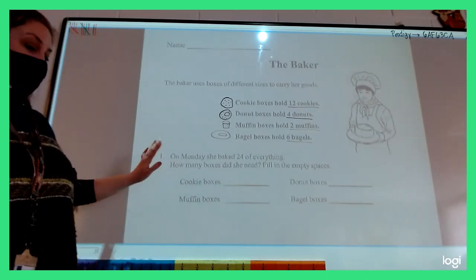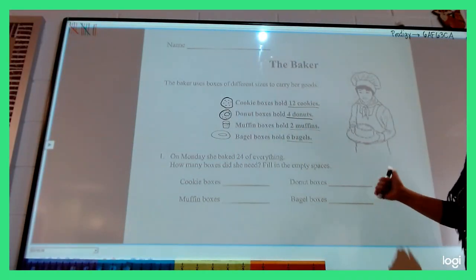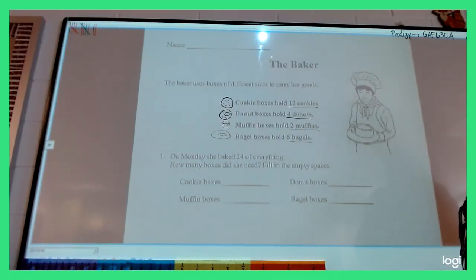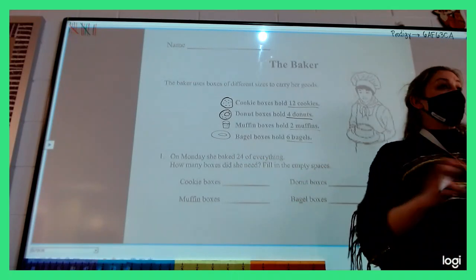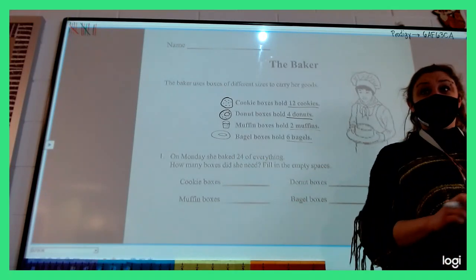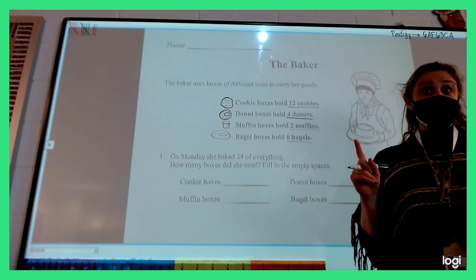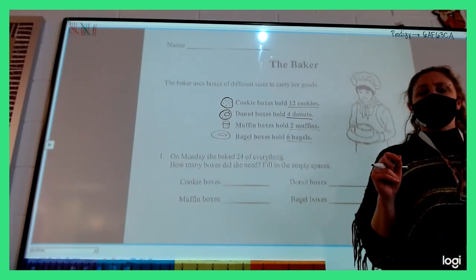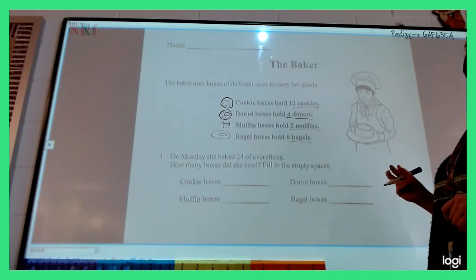So now on Monday, she made 24 of every single thing. It's our job to figure out how many boxes she needs for each good, okay? So let's just start with our cookies. All right, cookie boxes. If she made 24 cookies, we need to know how many boxes she'd need to package them all. So first thing, I need 24 cookies in boxes. How many will go in one box? Hayden? 12, but she needs 2 boxes because 12 plus 12 is 24.